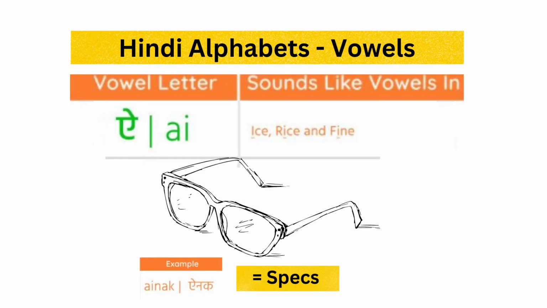The ninth vowel in the Hindi alphabet is Ai. It is similar to how you pronounce vowels in words like ice, rice, and fine. It is an extension to the E sound we just learned. Therefore, in writing, we put a straight line on top of the letter E to represent Ai. The Hindi word ainak, which means specs, starts with the letter Ai.